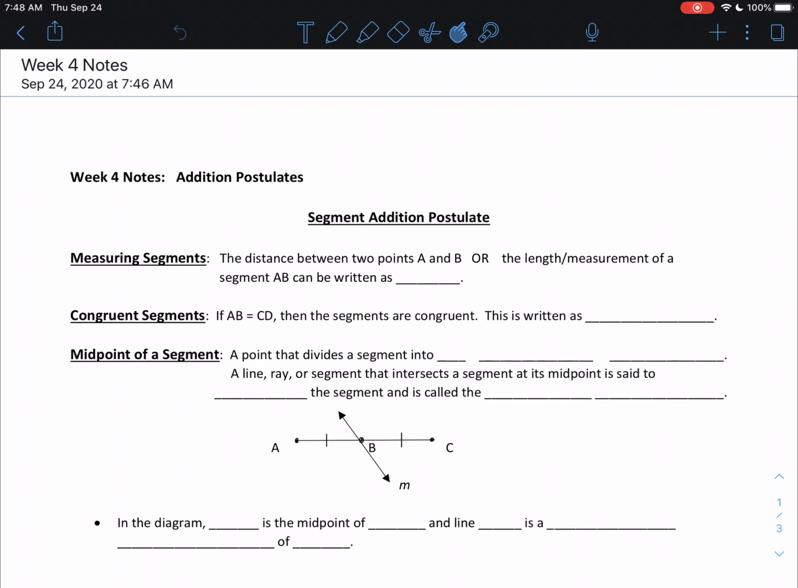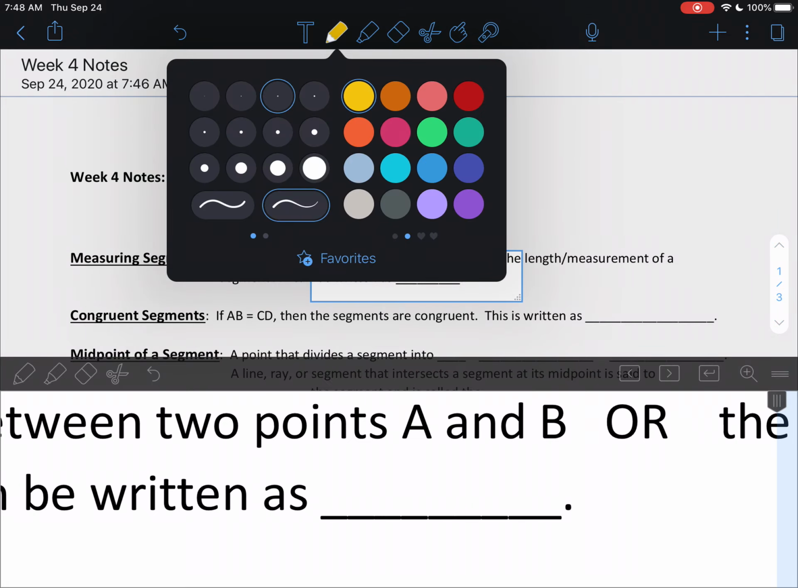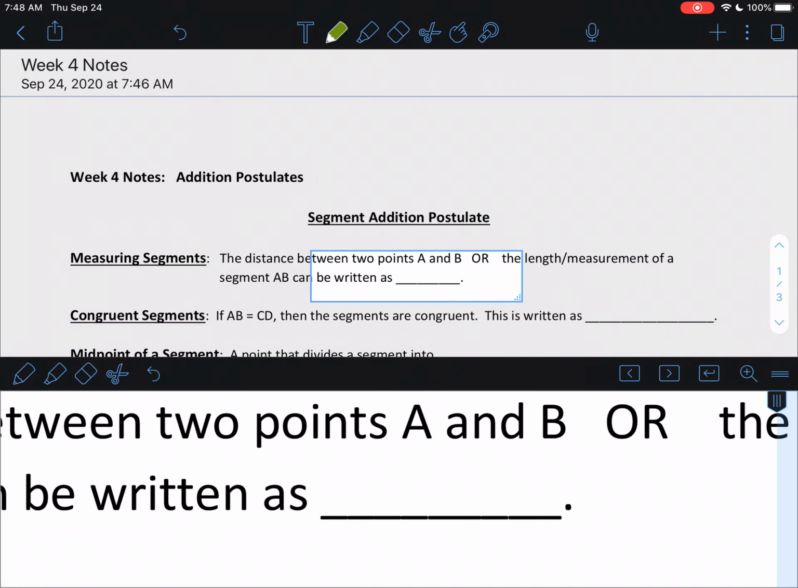And then you would have to accept that that is 5 and then use that to determine the lengths of other segments. So the distance between 2 points, A and B, so the 2 endpoints of the segment, or the length or measurement of a segment AB, can be written as AB with the line over it, just like we've done the segments before. That was the symbol we used for segments.